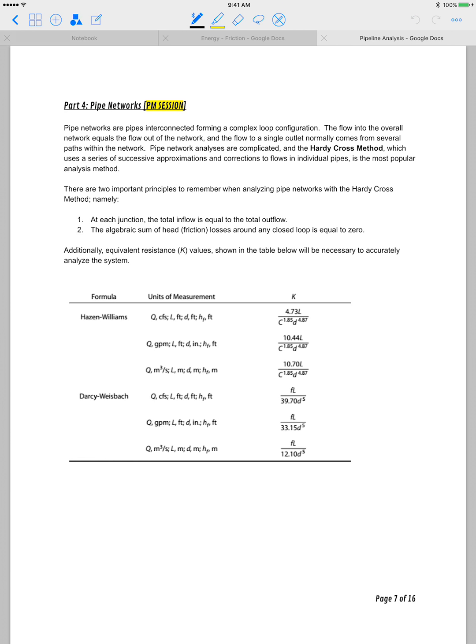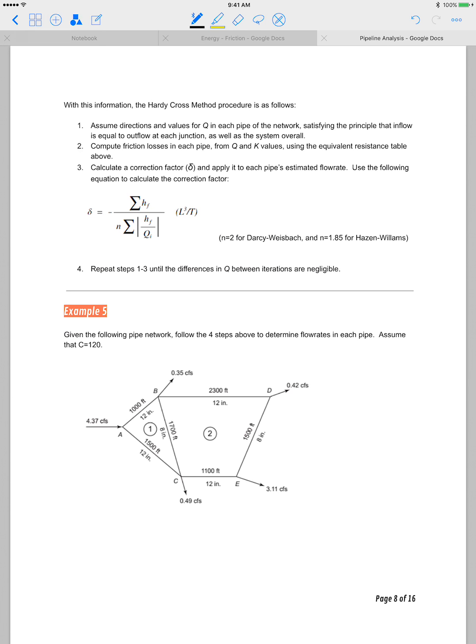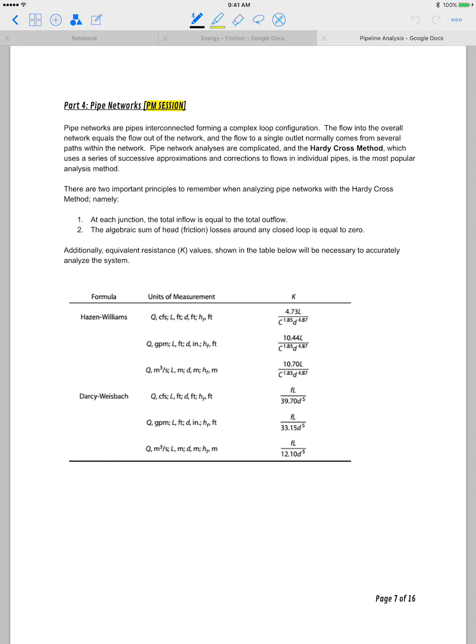There are two important principles to remember when analyzing pipe networks using the Hardy-Cross method. And the Hardy-Cross method is the method that you would be using on the exam to do this if asked to. One is at each junction, the total inflow is equal to the total outflow. That's good old-fashioned continuity. So the pipe flow that comes into this junction is going to be equal to the sum of the outflow coming out. You have to add up these two to equal that. We're not having any loss at the junction. So that's continuity. That is simple.